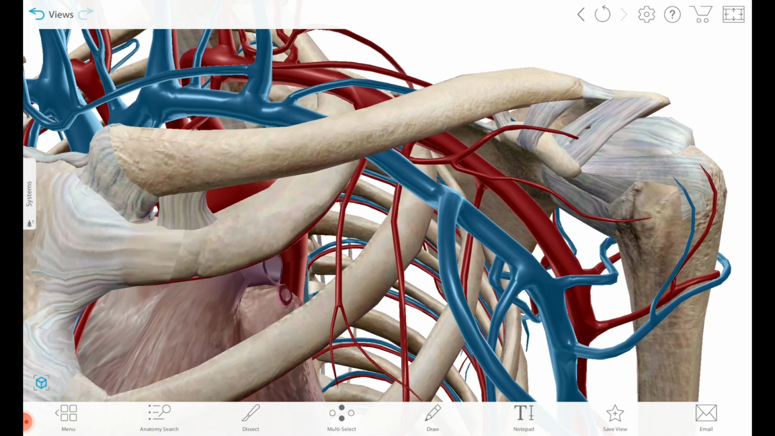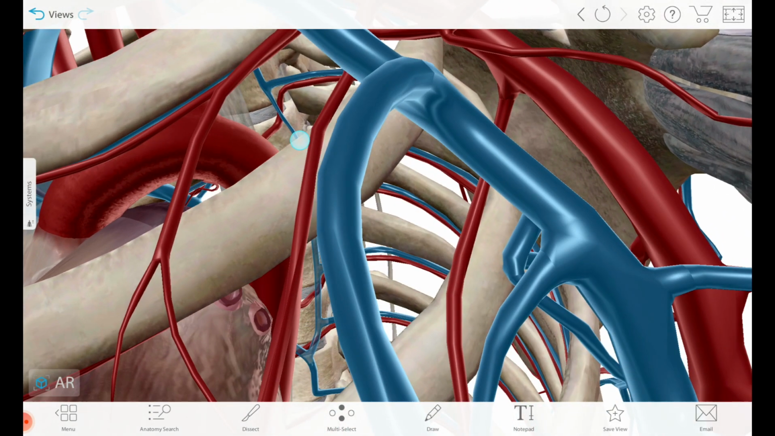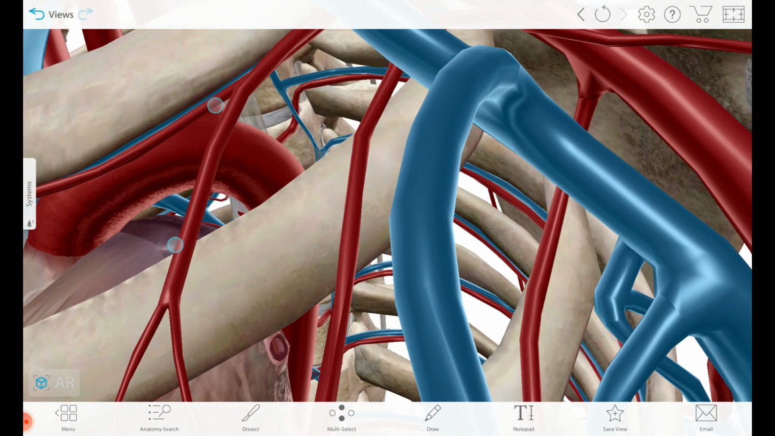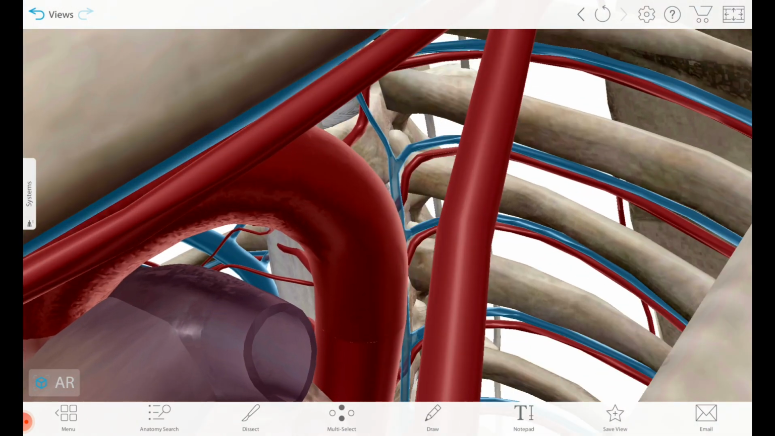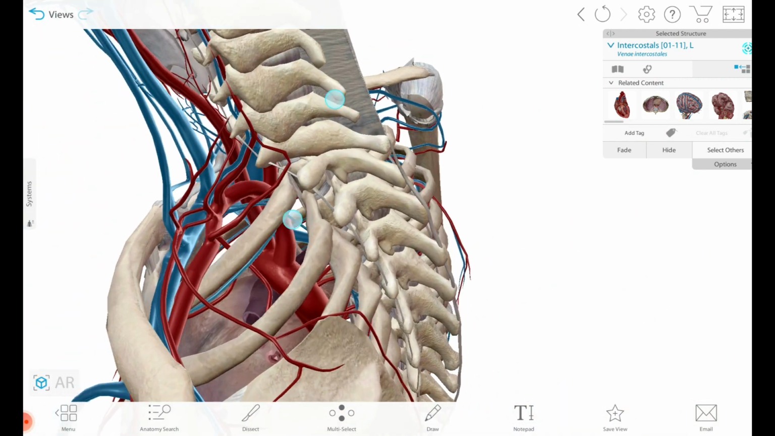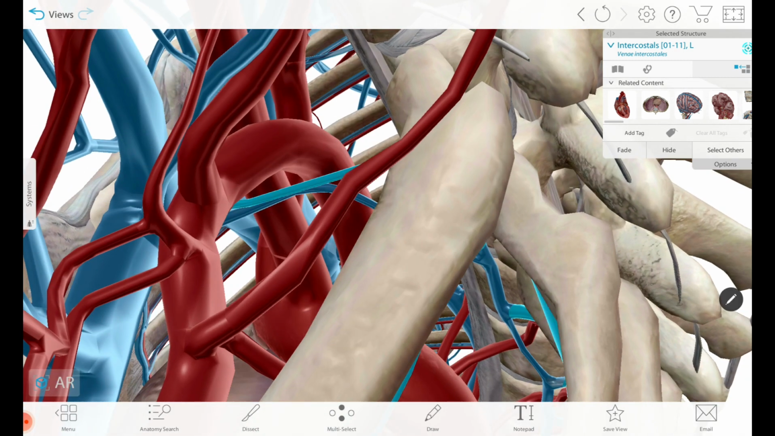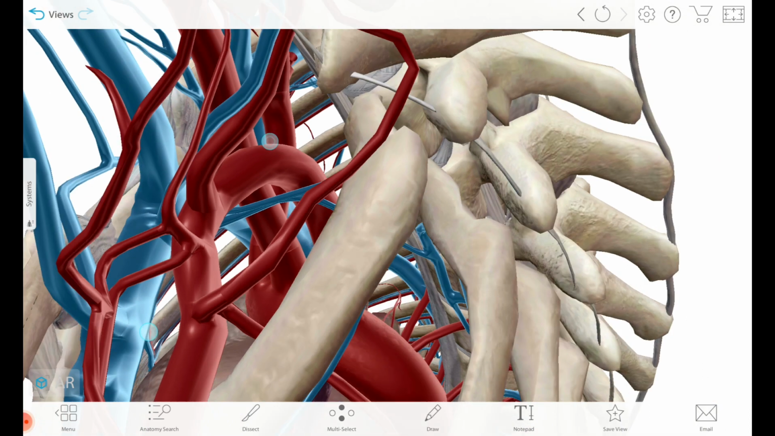So like on the right side, on the left side as well, the first intercostal vein drains into the left brachiocephalic vein. So this over here is the first intercostal vein, and we can see that the first intercostal vein is draining into the left brachiocephalic vein. It travels and then it drains into this vein over here. So this vein over here is the left brachiocephalic vein.